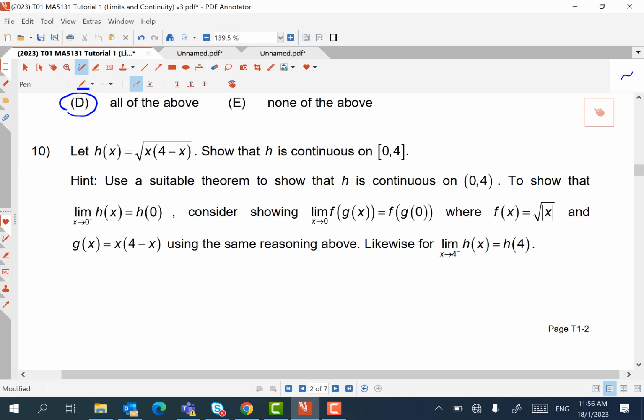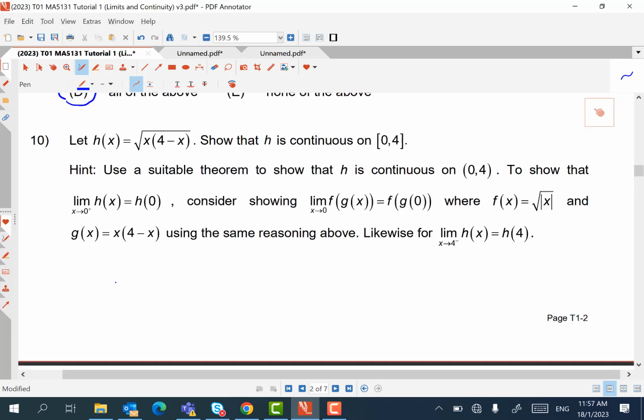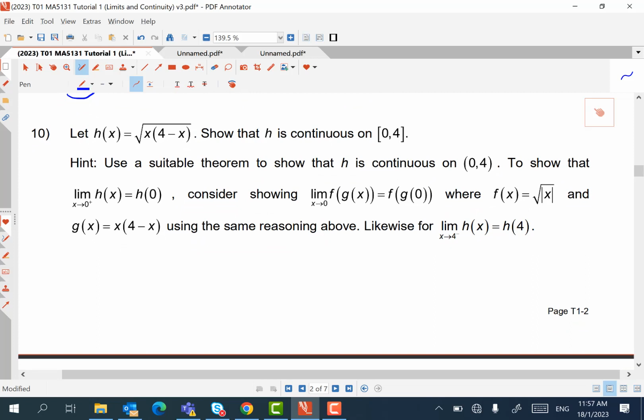Okay, for number 10, you are given a question. You're asked to prove continuity on a closed interval. For continuity on a closed interval, the thing you're very careful about is actually the endpoints, no? Right, endpoints. And to do this question, we want to recall a theorem that we had before, no?